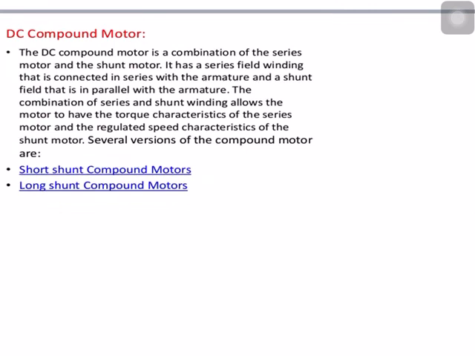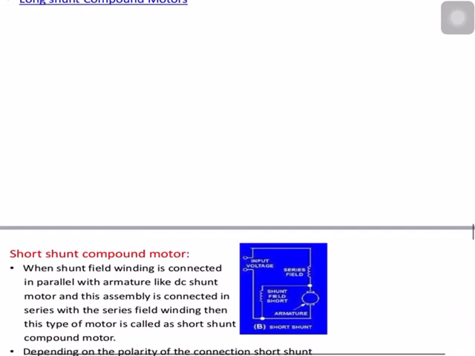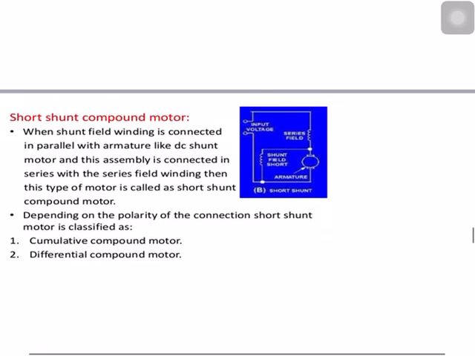Here also it has a series field winding and a shunt field winding. The combination of series and shunt winding allows the motor to have the torque characteristics of the series motor and the regulated speed characteristics of the shunt motor. So we have the short shunt compound motor and the long shunt compound motor.